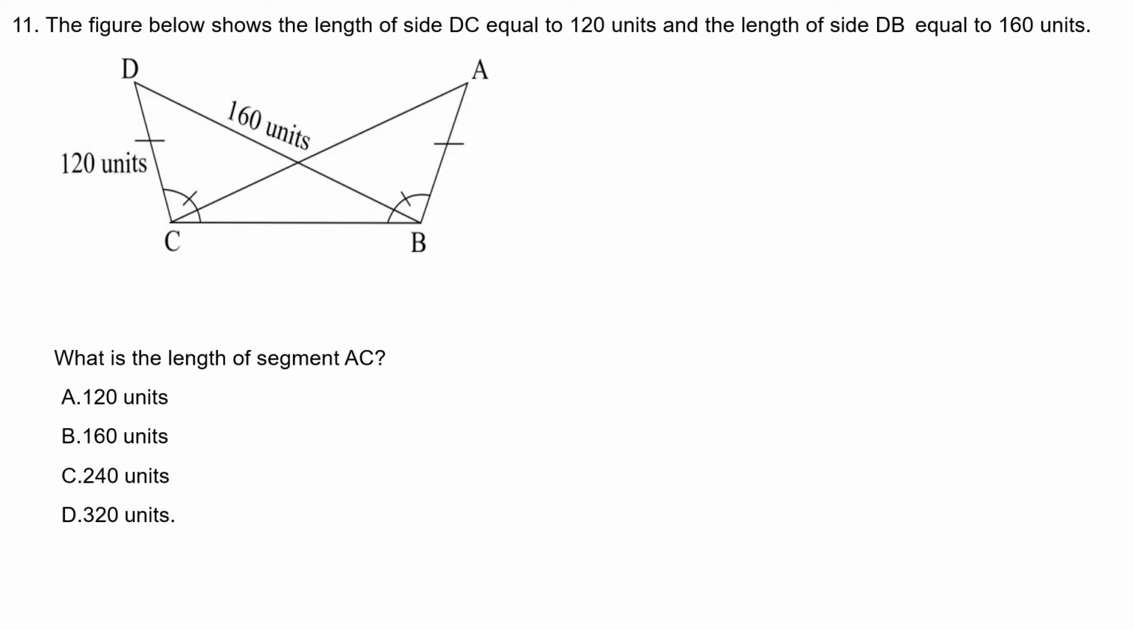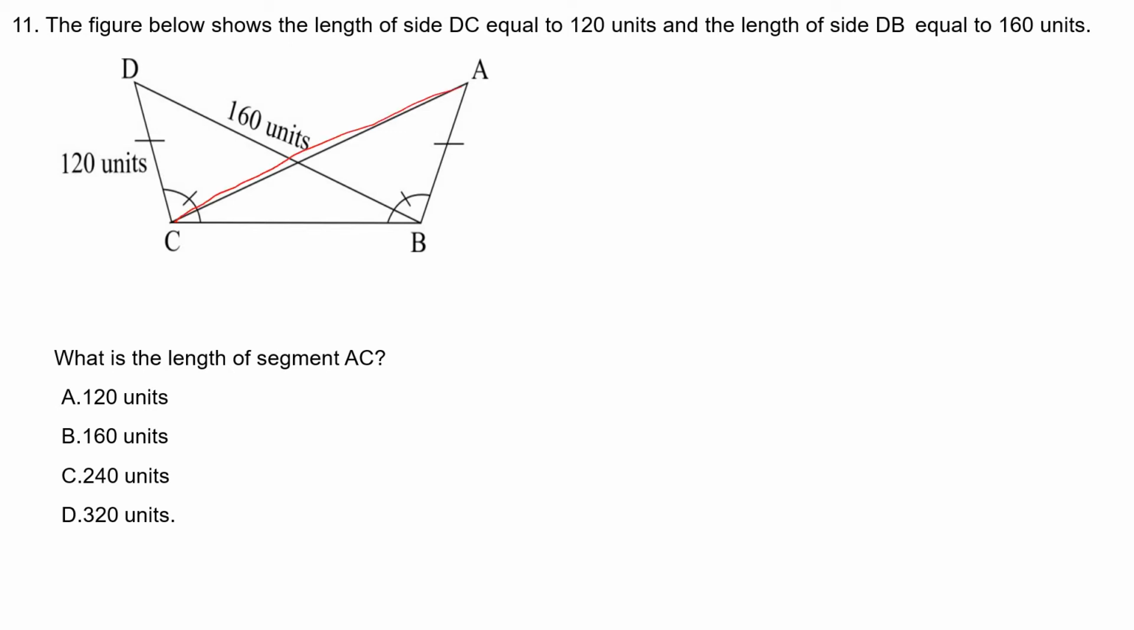All right, so now we're just past that halfway point. We're on number 11, well, the halfway point for part 1. It says the figure below shows the length of side DC equal to 120 units and the length of side DB is equal to 160 units. What is the length of segment AC? So we're looking at the length of this segment right here.